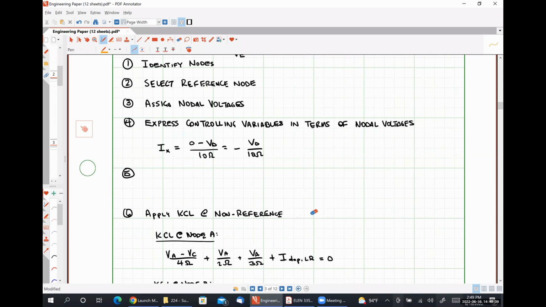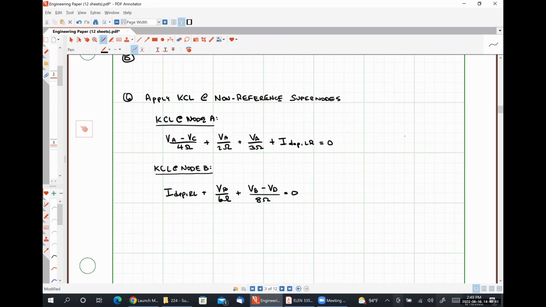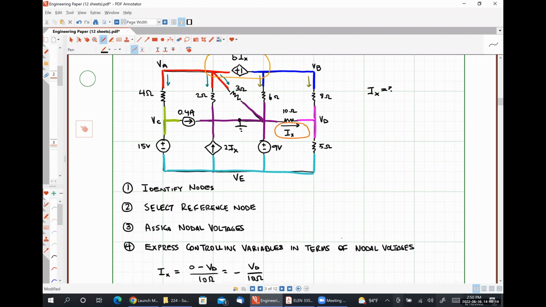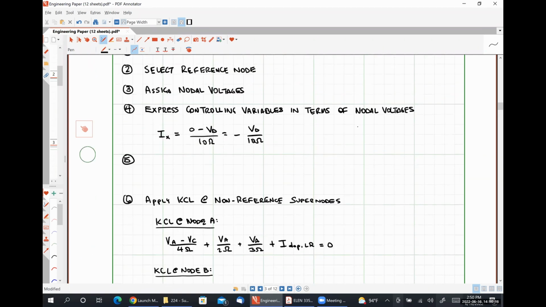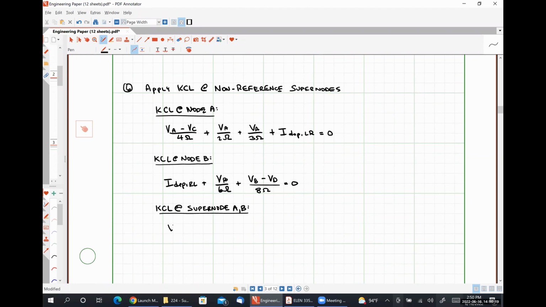So I'm going to modify this right here to say non-reference supernodes. And I'm going to leave these here so that we can see what happens. KCL at supernode A, B, because it contains nodes A and B, our equation is going to be the current flowing down through our 4 ohm resistor, which is VA minus VC over 4 ohms.